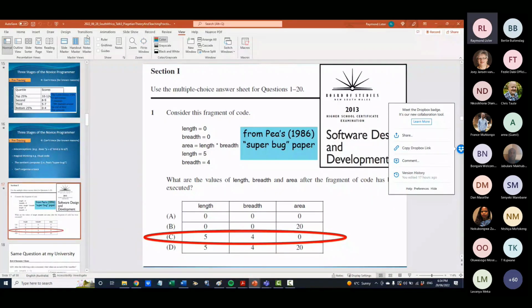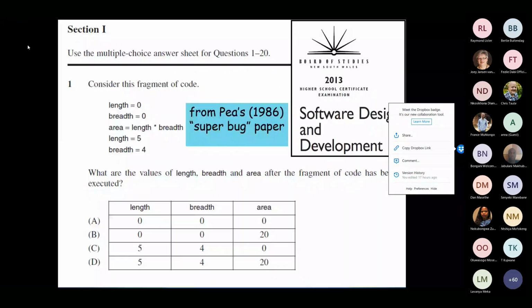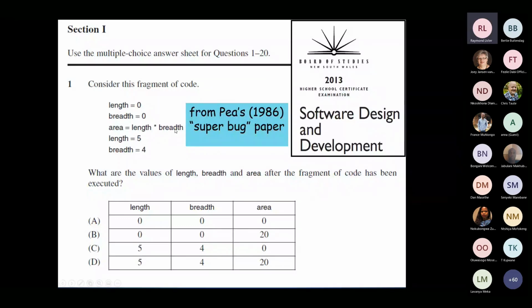Now, this is a question that I was involved in writing for an exam for our high school students in 2013. This is their end of high school. They've done two years of a subject called software design and development when they sit this exam paper. This is a multiple choice question: length is set to 0, breadth is set to 0, area is length times breadth, and then we initialize length and breadth to something non-zero.